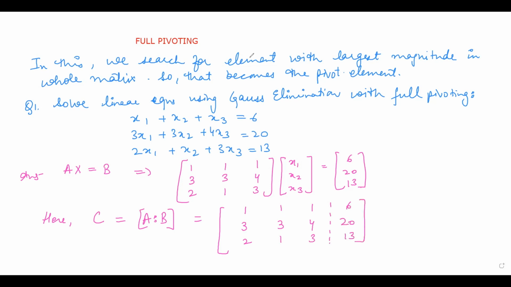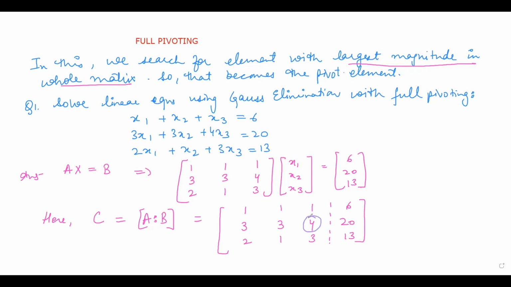Now according to the full pivoting, we have to search for the element with the largest magnitude in the whole matrix. Now, which matrix are we talking about? We are talking about these elements only. So you need to understand that. Now, in this whole matrix, which element is of maximum magnitude? This element that you could see, this is of maximum magnitude.